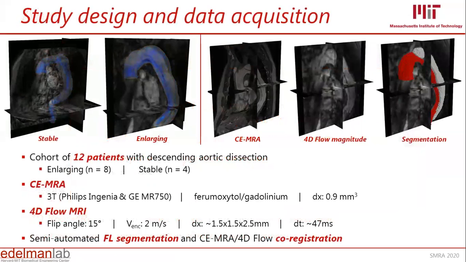So to do this, we analyzed MRI data from 12 patients with descending aortic dissections. The cohort was classified into two subgroups, one with enlarging dimensions, meaning an aortic growth rate of at least 3 millimeters a year, and one with stable dimensions. To quantify the 4D-flow output, the false lumen was segmented on contrast-enhanced images and then co-registered to the 4D-flow space in a semi-automatic fashion.